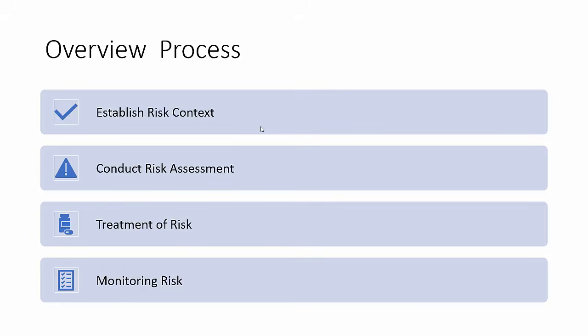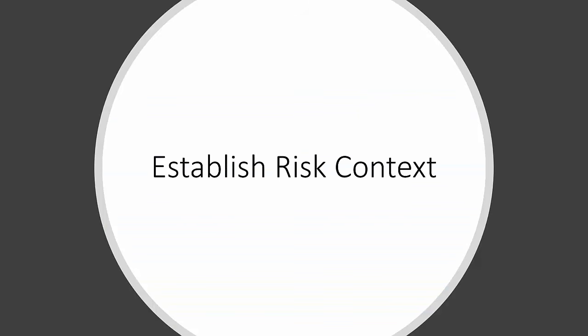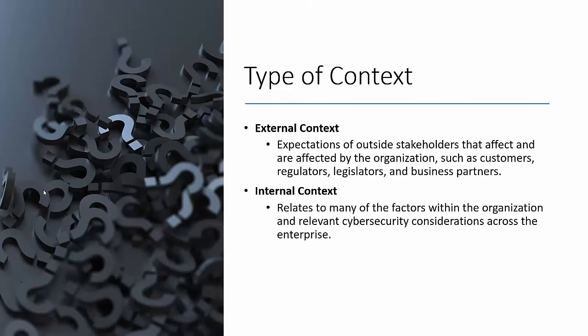Okay. So the first part we're going to discuss is establish risk context. When you're talking about risk context, it's all about the behavior and attitude that you take toward risk from an organization's point of view. It means what is your attitude toward risk, what is your perspective toward risk, what is your risk capacity and appetite. That is called risk context. So we have 2 types of risk context, because it's very important to set the context.